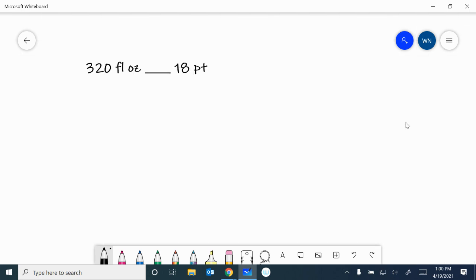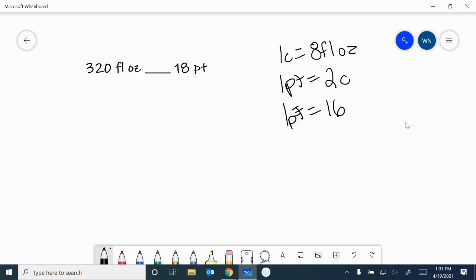Go ahead and try this one, 320 fluid ounces to 18 pints, greater than, less than, or equal to. For this one, you have to decide how many ounces are in a pint. So we know that 1 cup equals 8 fluid ounces. And we know that 1 pint equals 2 cups. So we know 1 pint equals 16 fluid ounces. There's 16 ounces for every pint.